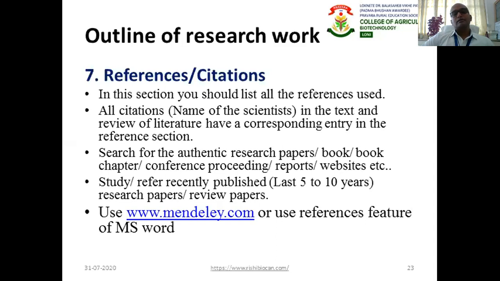Then many students ask the question of how to select the research paper and from which year. Generally, select research papers published in the last 5 to 10 years. But if there is one very important research paper written by a very renowned scientist, for example Maxwell and Gilbert, who identified the DNA isolation technique, that research paper you can take as a very important paper in your reference list.